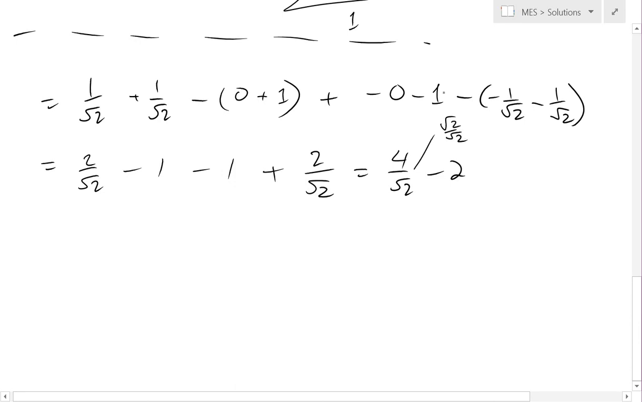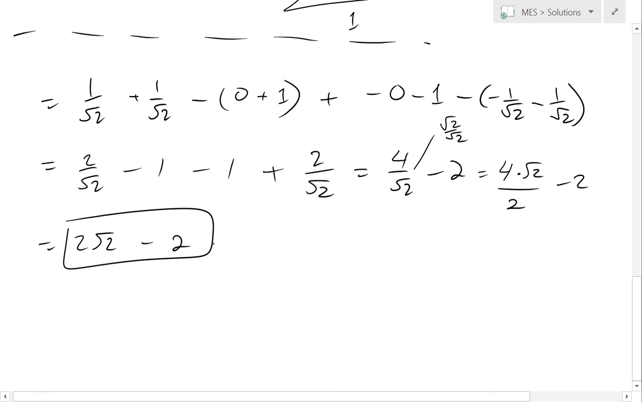Some people like writing it like this. We'll get 4 times square root of 2 over 2, the 2's cancel. Well, square roots cancel, so we'll have 2 minus 2, and this equals 2. Basically, just divide it out, 2 square root of 2 minus 2. This is just extra simplification that you don't need to do. Some people just like writing the square root above the denominator, but this is the correct answer as well.